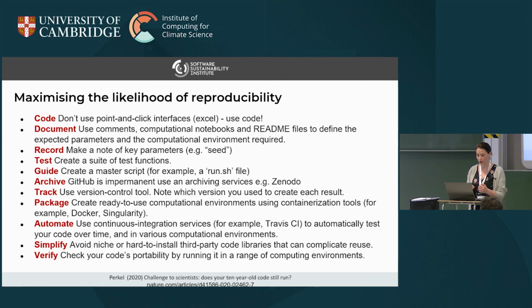My future self is not that great at remembering. So make a record of things, again, in terms of remembering key parameters, like if you're using a random seed or something like that. Test: create a suite of test functions.